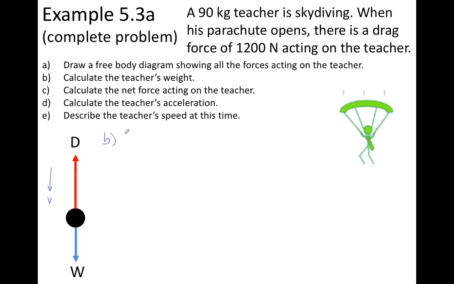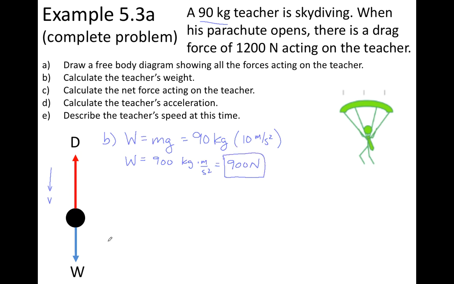Part B wants us to calculate the weight of an object, and weight is equal to m times g. The mass of the object is given right here. Anything in kilograms is a measure of mass. So I can multiply 90 kilograms by g. The value of g that we're using is 10 meters per second squared. And so this will give us a value of 900 kilogram meters per second squared. And remember that a kilogram meter per second squared is a newton. So the weight of our skydiving teacher is 900 newtons.